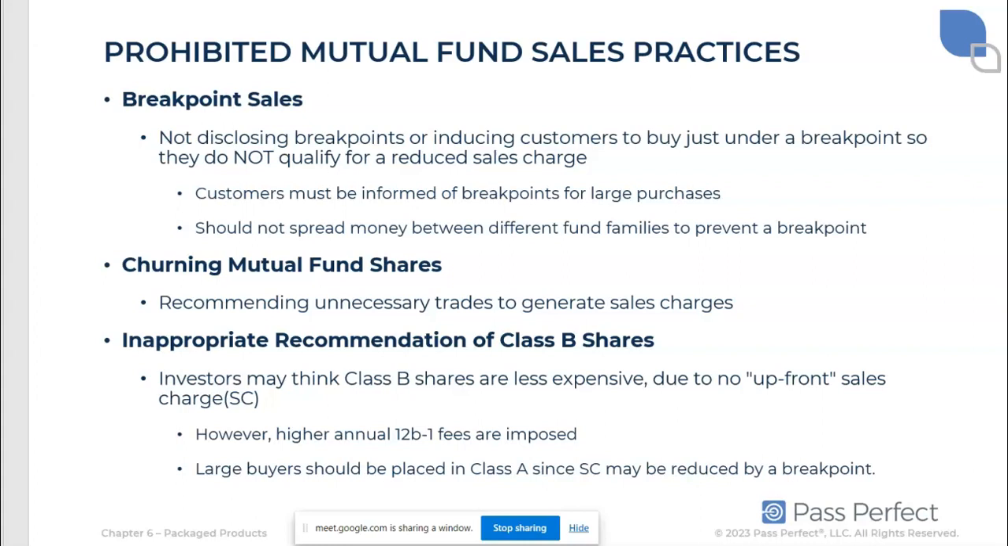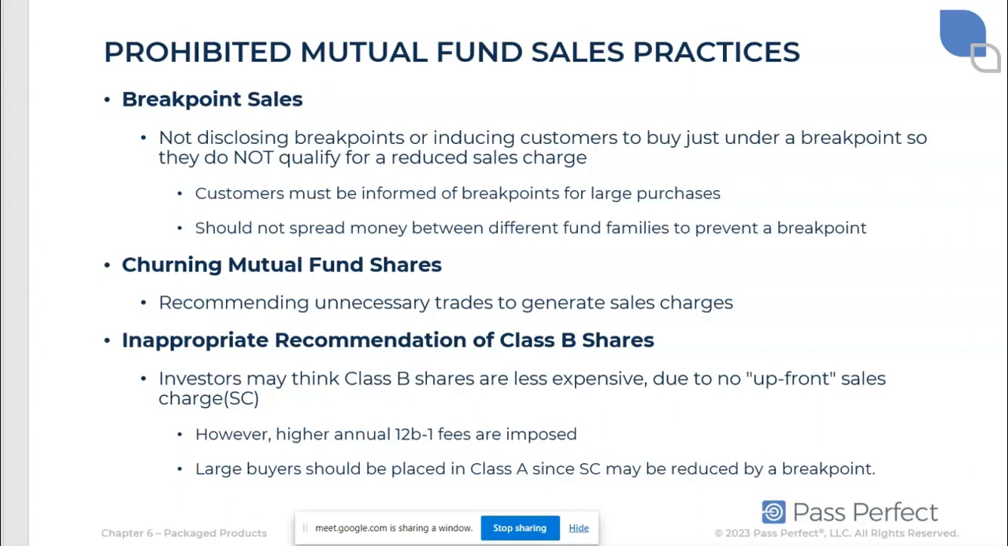Now, if your customer says, no, I just want to invest what I said, right? The breakpoint said $25,000 and they invest $24,900. You should say, yes, bring in $100 more. You get a reduced sales charge. Your customer says, nope, this is the amount I want. You've done your job. You've done exactly what you should do.